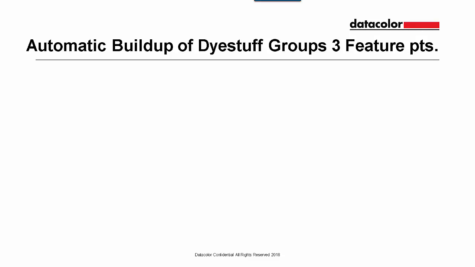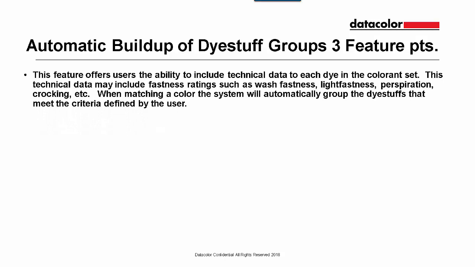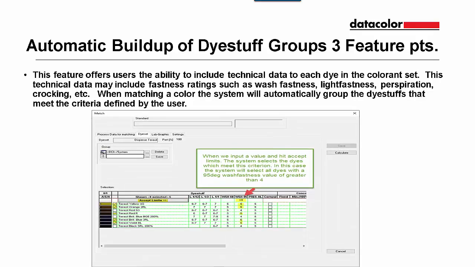The option Automatic Buildup of Dyestuff Groups is worth 3 feature points. This feature allows the user to include technical data such as wash fastness, light fastness, or perspiration fastness data. When matching a color, the system will automatically group dyestuff that meet the criteria defined by the user. In the example below, the user puts in a value of greater than 4 for 95-degree wash fastness. When we hit Accept Limits, the system selects the dyes with a value above 4 for this criteria.